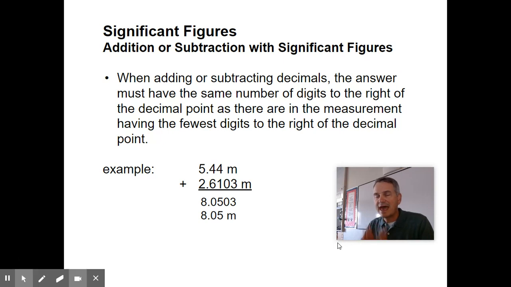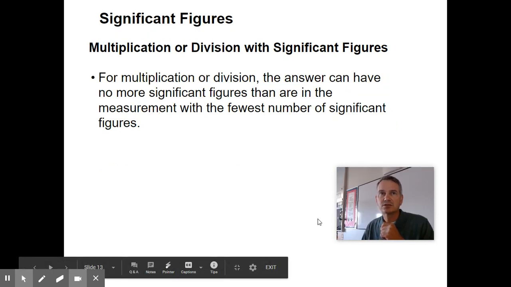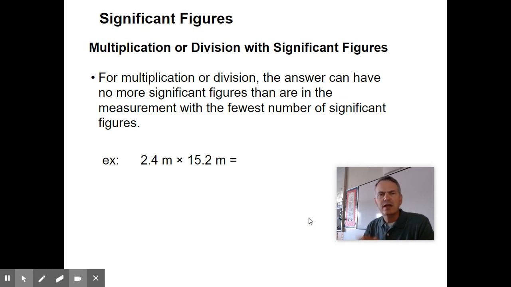All right, so when we add and subtract, it all depends on how far past the decimal point you go with any of the numbers that you're adding. Okay, you cannot be more precise than the least precise number. Now, when we are multiplying or dividing, it's a little bit different. Now it comes down to how many significant figures are there in the numbers that you're multiplying or dividing.